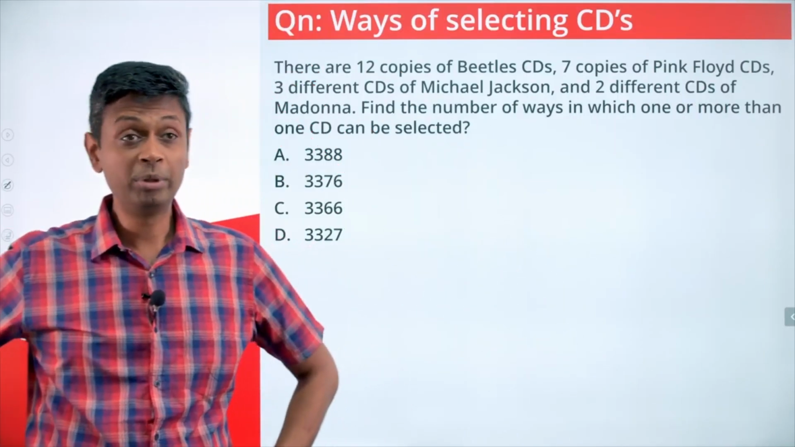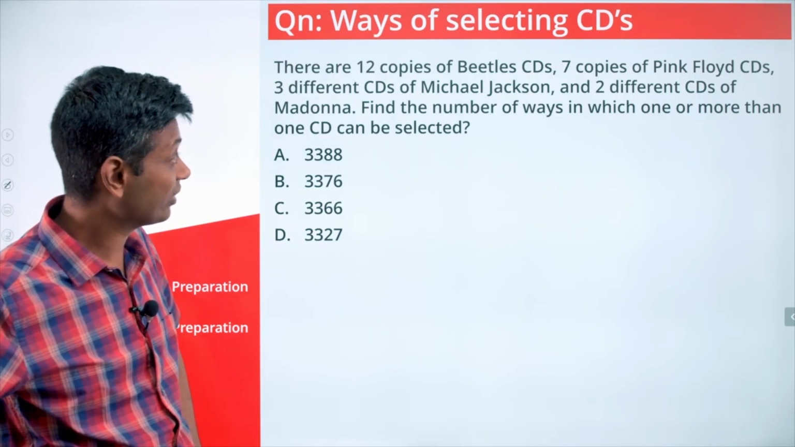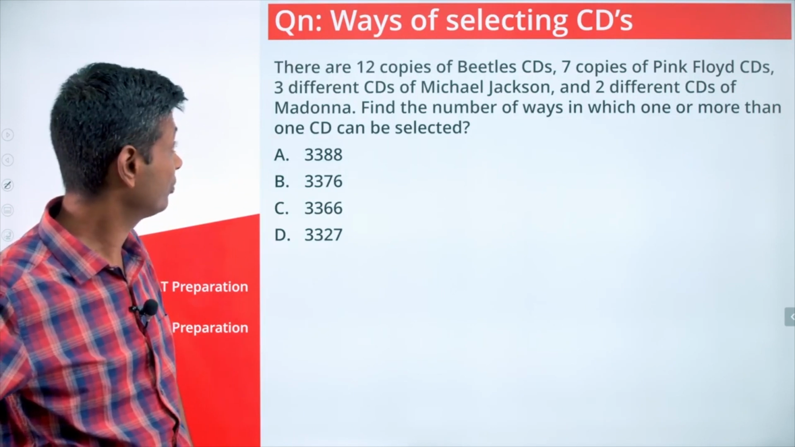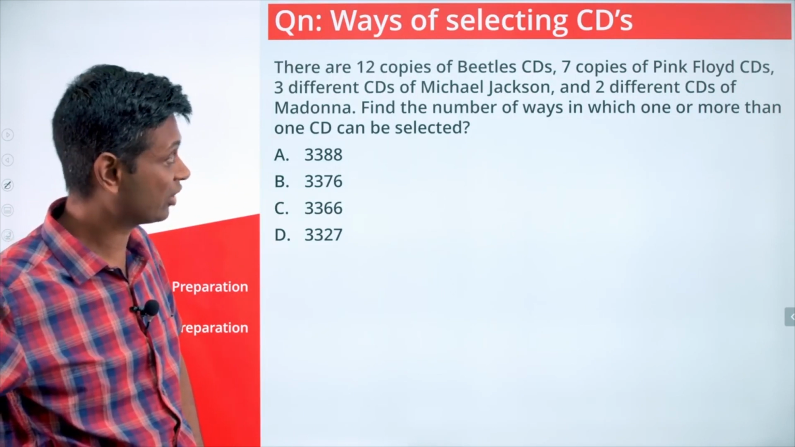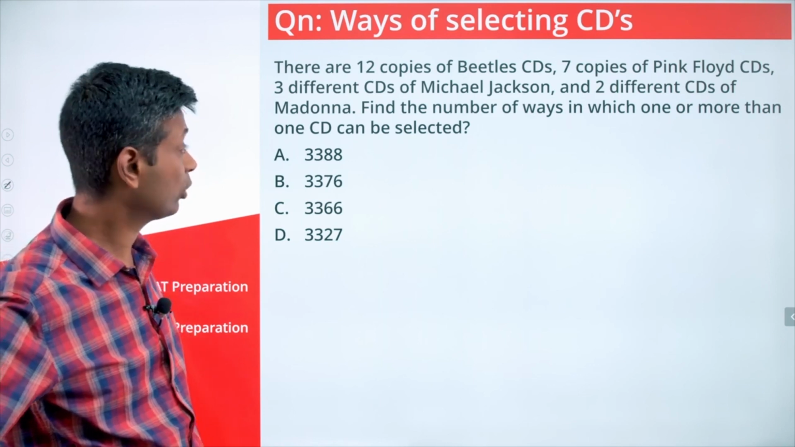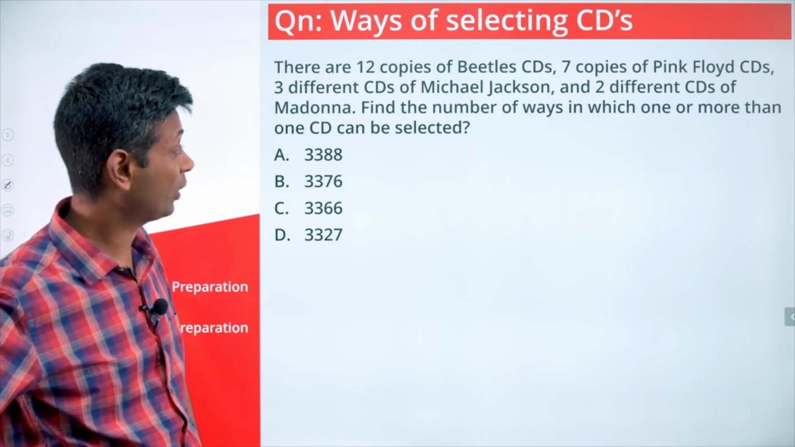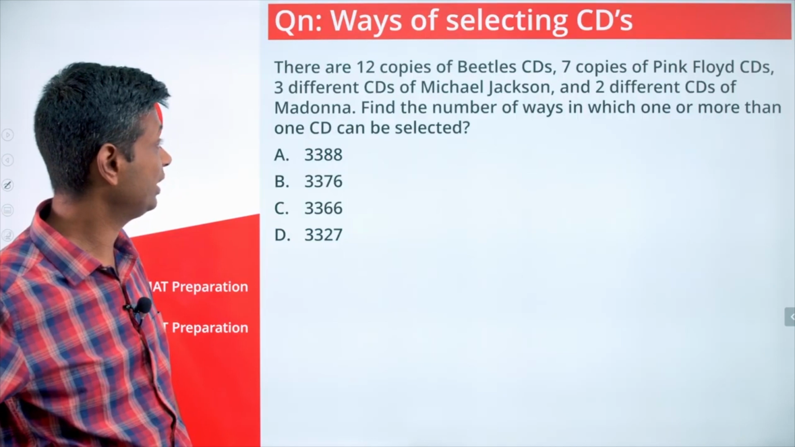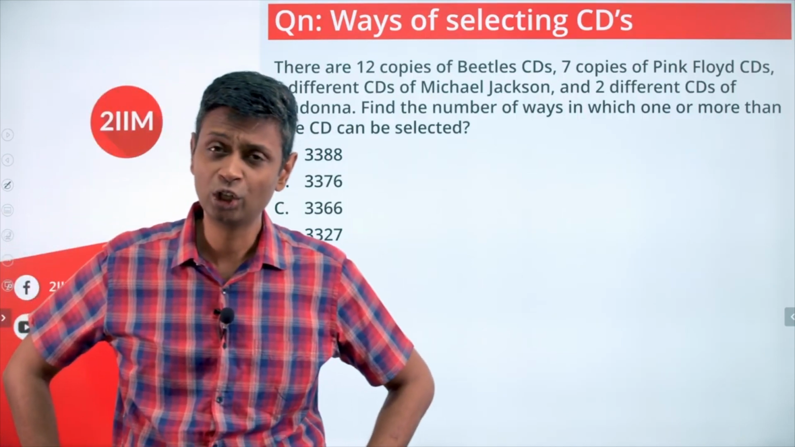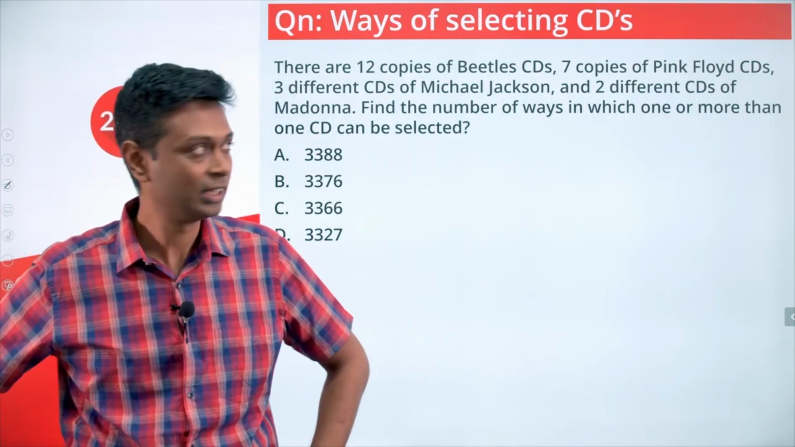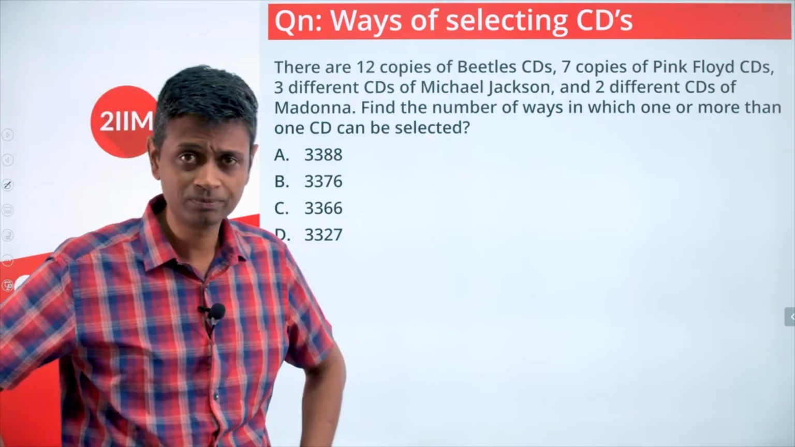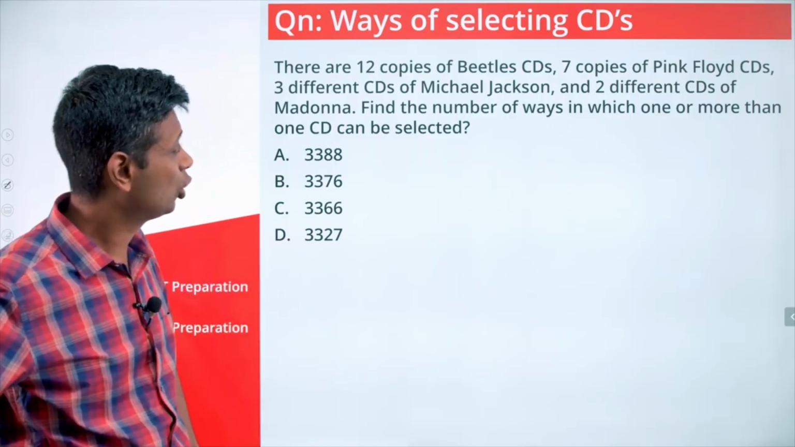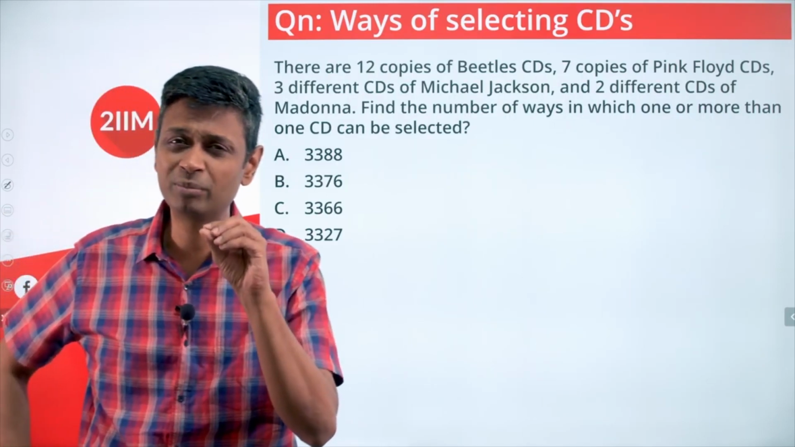There are 12 copies of Beatles CDs, 7 copies of Pink Floyd CDs, 3 different CDs of Michael Jackson, 2 different CDs of Madonna. Find the number of ways in which one or more than one CD can be selected. So the key thing here: 12 copies of a CD, 7 copies of CDs, 3 different CDs, 2 different CDs. We'll just be treating them differently.